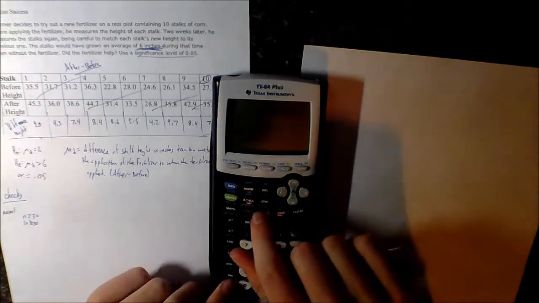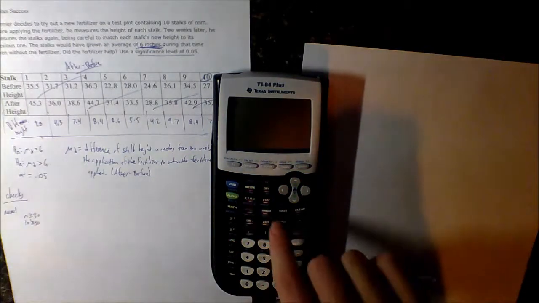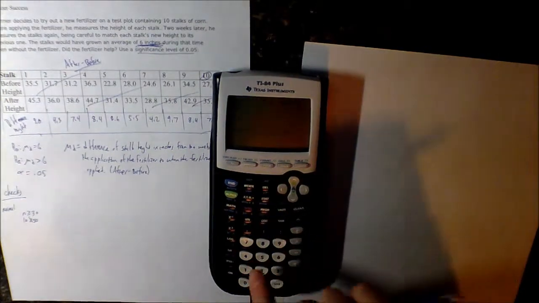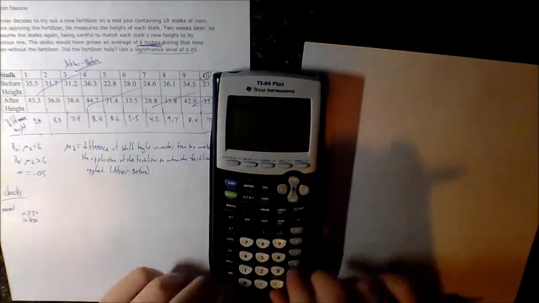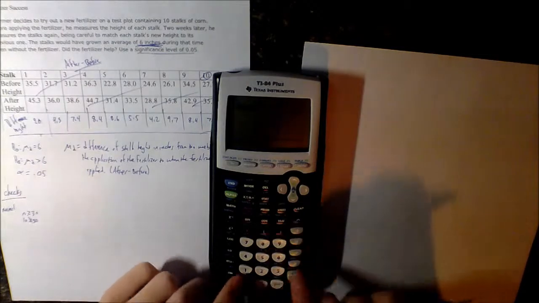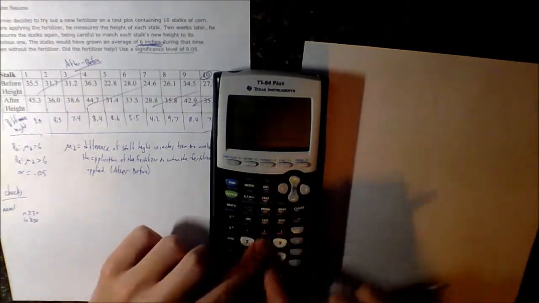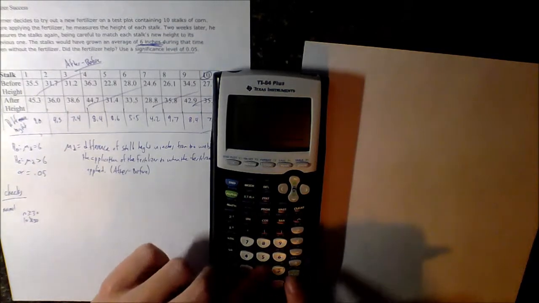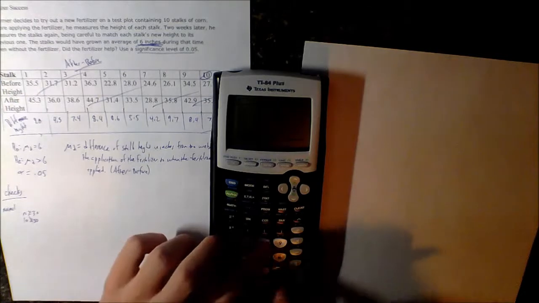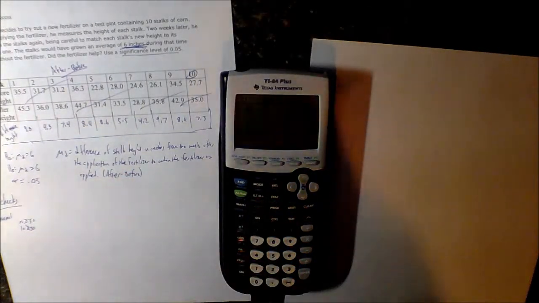To do that, I want to make sure that we have batteries. But go to stat, edit. Let's clear out this old data from the last problem and plug in the difference of height from here. So we have 9.8, 4.3, 7.4, 8.4, 8.6, 5.5, 4.2, 9.7, 8.4, and 7.3. That's 10 sets of data.